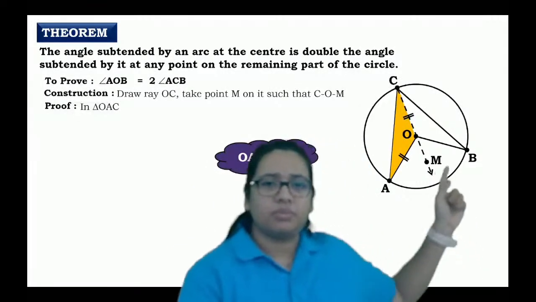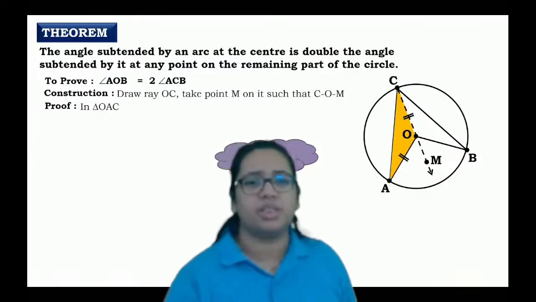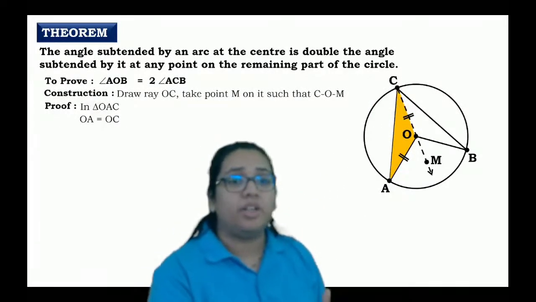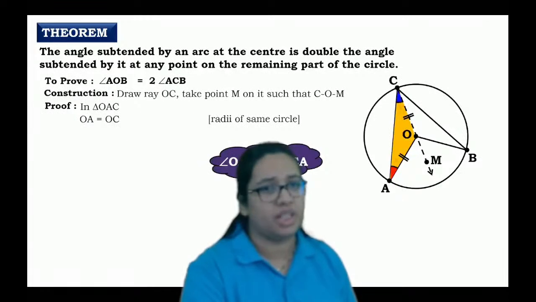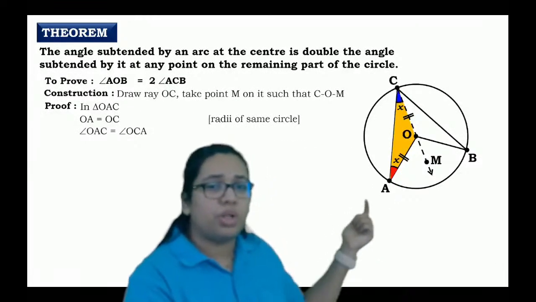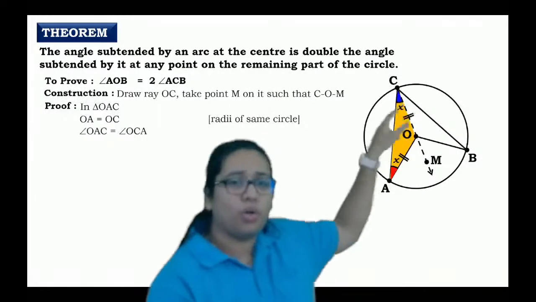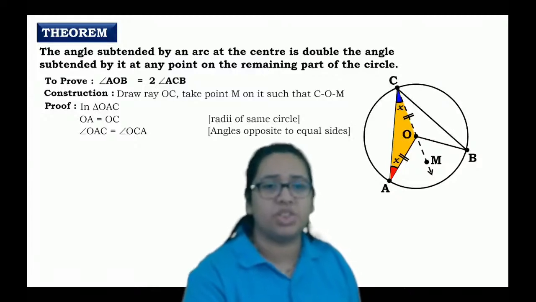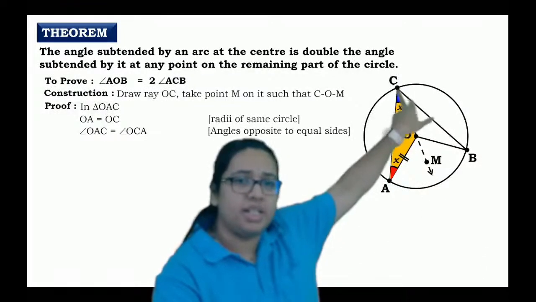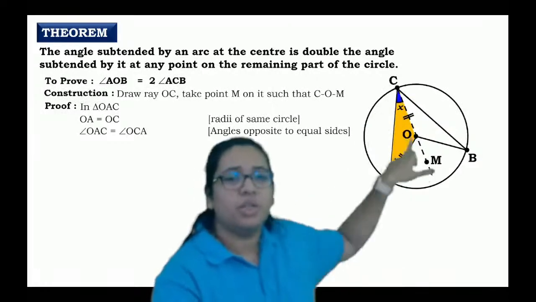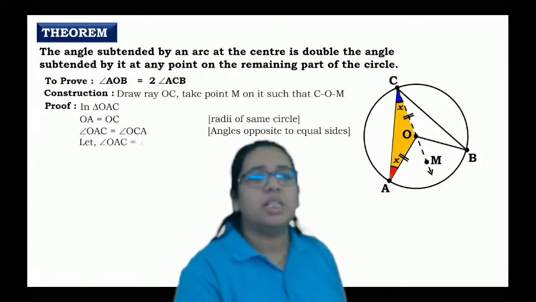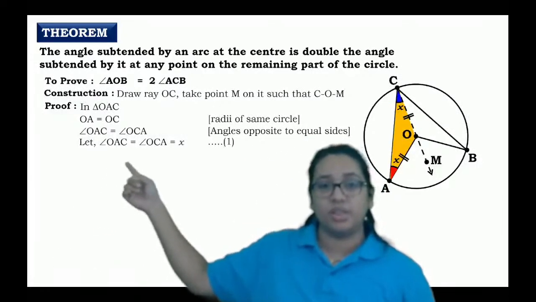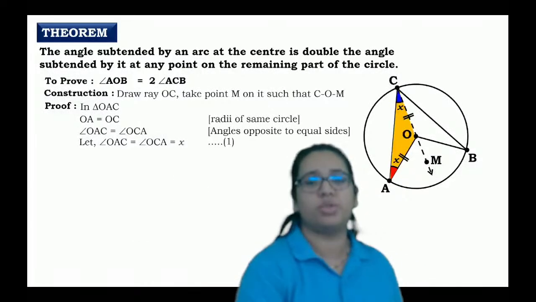In the triangle OAC, obviously OA and OC will be equal because those two are the radii of the same circle. If those two are equal sides of a triangle, then we can say that the opposite angles will have the same measure, that is, OAC is the same as OCA. Let us assume that the measure of angle OAC is the same as OCA, which equals x.